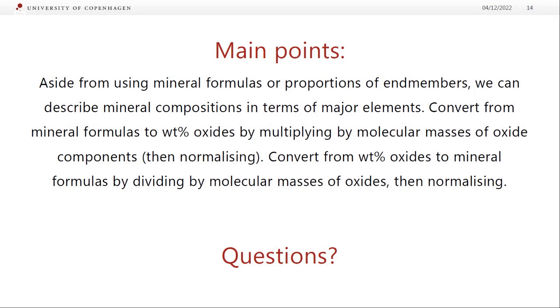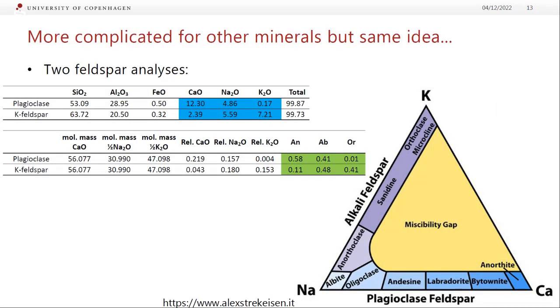In the previous diagram, the miscibility gap, is that a composition that isn't possible? Yeah, it's not possible. And the size of this gap changes with temperature. But basically, you will never have a feldspar that's 50% orthoclase and 50% anorthite. They don't sit together.